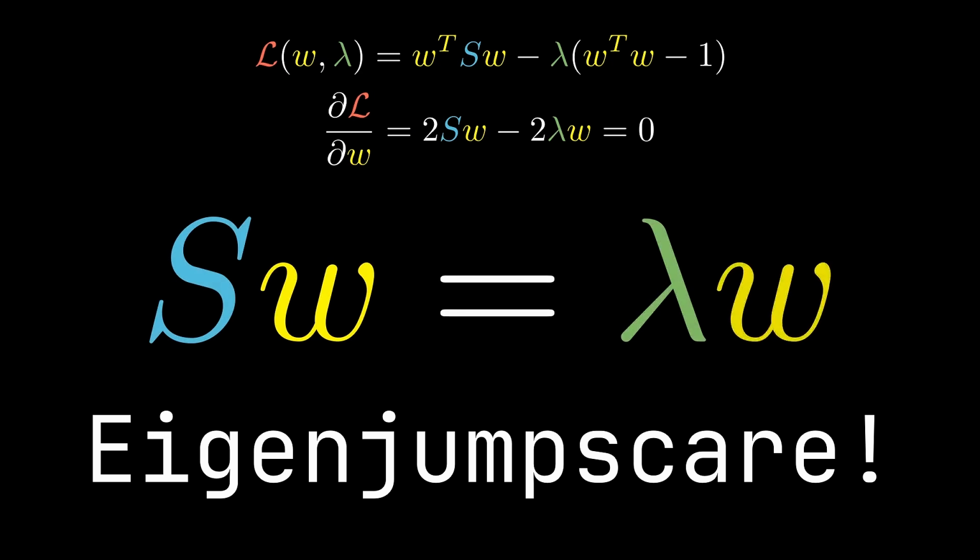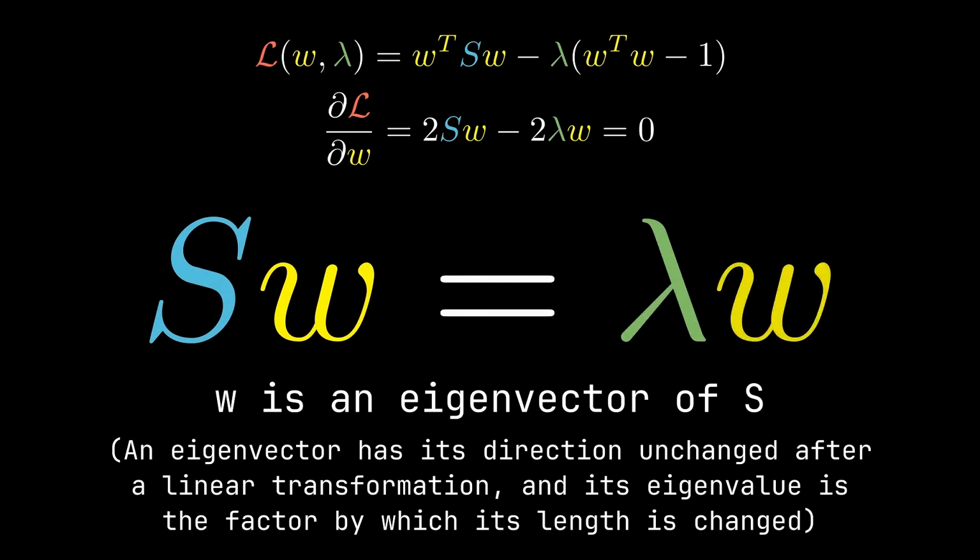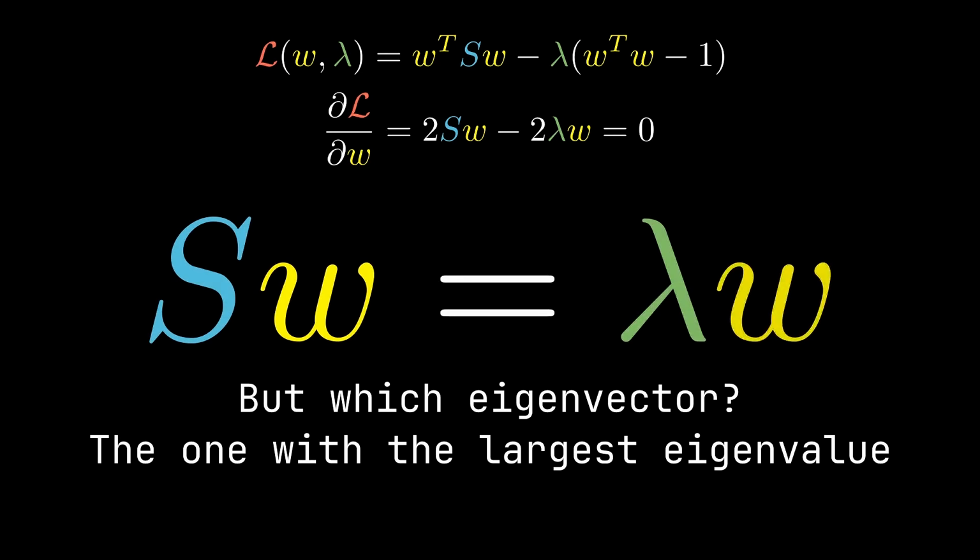Eigen jump scare. Who could have known? In order to maximize the variance of the projected data, W must be an eigenvector of S. Now that's a useful application if I've ever seen one. But which eigenvector though? There's multiple. The answer turns out to be the one with the largest corresponding eigenvalue.